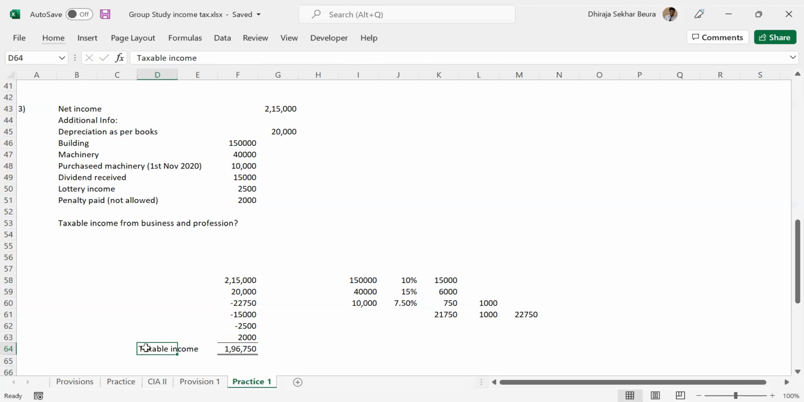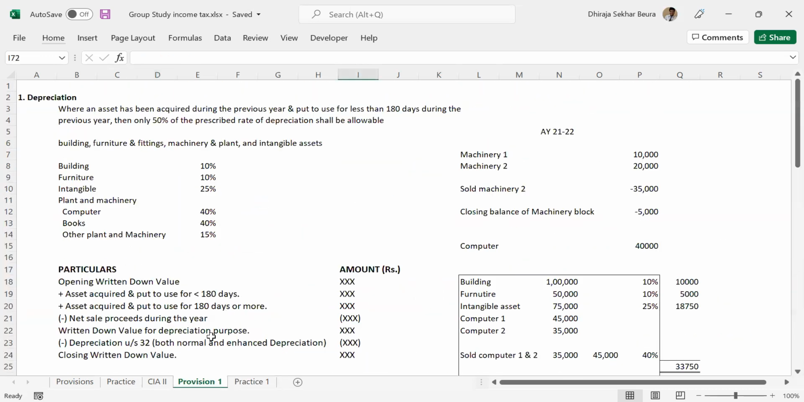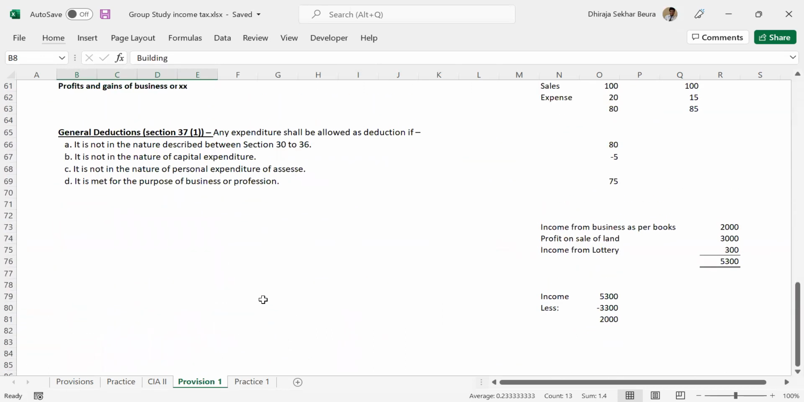Sel, where will you stop? No, again, as I said, provisions, I don't know how much tax, right? So that's where the problem is. Okay, the rate of depreciation is given here. I had given 5 rates. That's where I'm missing. Building, I took 15%. That's the problem. So building and furniture both are 10%, intangible assets 25%, plant and machinery had 3 categories, computer and books both are 40, other plant and machinery 15%. Got it. I think this is where the mistake is.